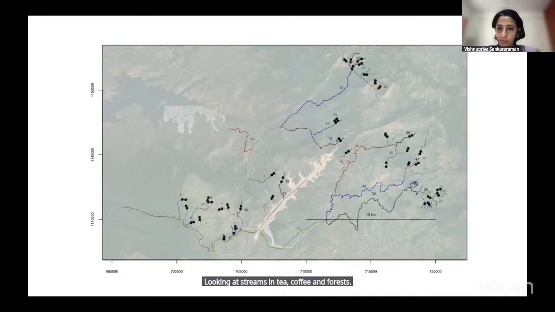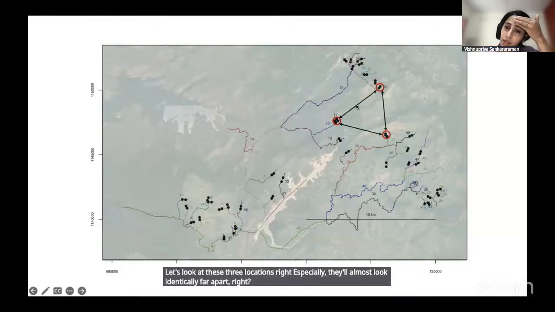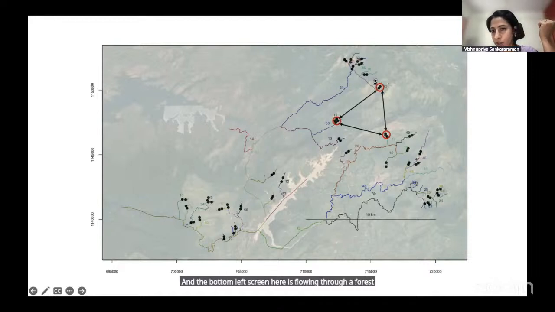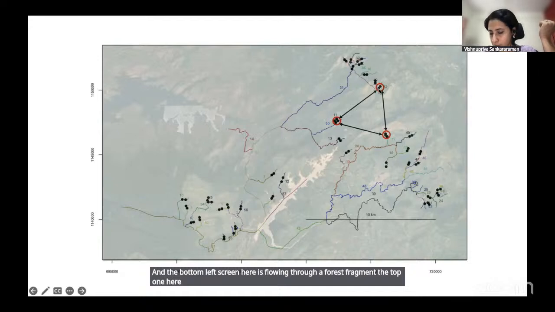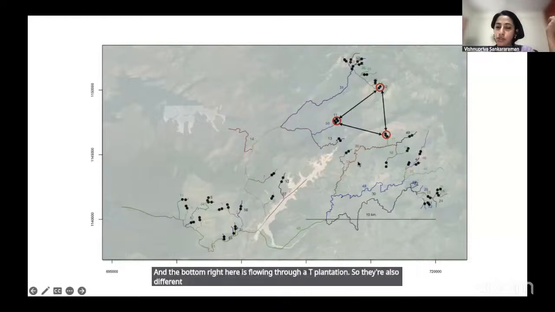So, for example, let's look at these three locations. Spatially, they'll almost look identically far apart. I think from my memory, they're all about 2 kilometers apart from each other. The bottom left stream here is flowing through a forest fragment. The top one is flowing through a coffee plantation, and the bottom right is flowing through a tea plantation. So they're also in different land uses.